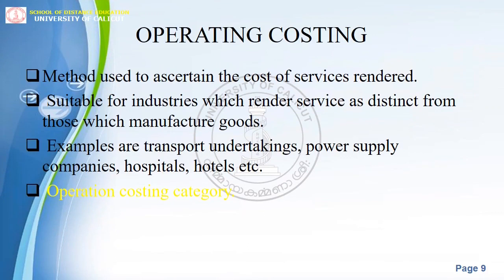This method is suitable for industries which render service as distinct from those which manufacture goods. The cost of providing service are ascertained in case of those undertakings which provide services and are not engaged in the manufacture of tangible products. For example, industries like road transport, railways, hospitals, airlines, cinemas, etc. There is usually a compound unit in such undertaking. Example, ton kilometer for transport undertaking, kilowatt hour for power supply, and patient days for hospitals. This method is also known as service costing.